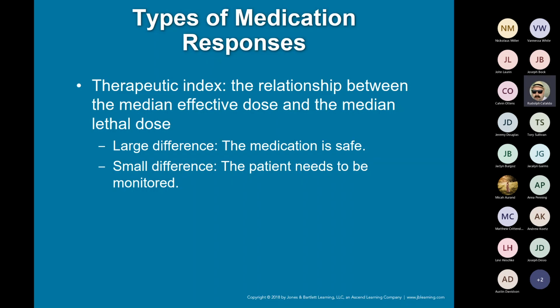If my protocol says 50 to 100 of fentanyl, that's usually my effective dose. Anything outside of that, I'm going to start to get into my toxic and lethal range at that point.